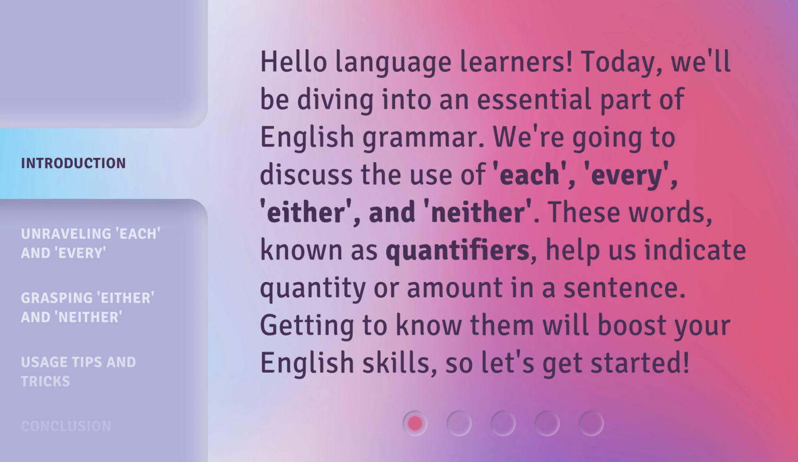Hello language learners! Today, we'll be diving into an essential part of English grammar. We're going to discuss the use of each, every, either, and neither. These words, known as quantifiers, help us indicate quantity or amount in a sentence. Getting to know them will boost your English skills, so let's get started.